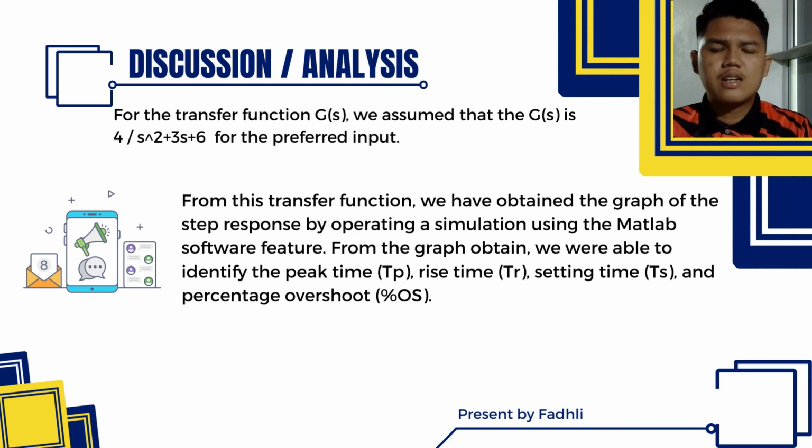For the transfer function G(s), we assume that G(s) is 4 over s squared plus 3s plus 6 for the preferred input. From this transfer function, we have obtained the graph of the step response by running a simulation using the MATLAB software. From the graph obtained, we were able to identify the peak time, rise time, settling time, and percentage overshoot.